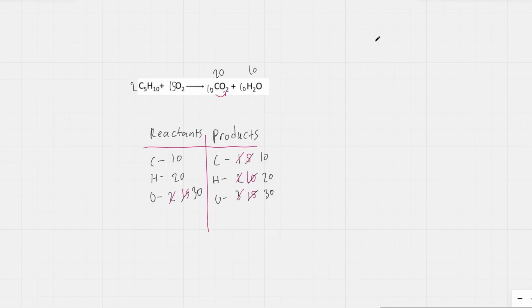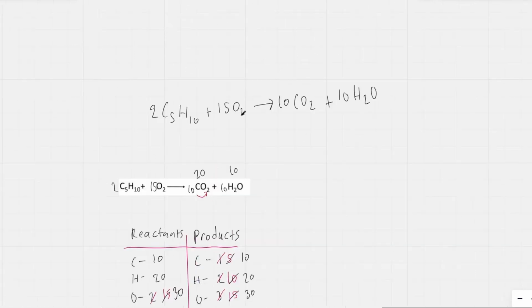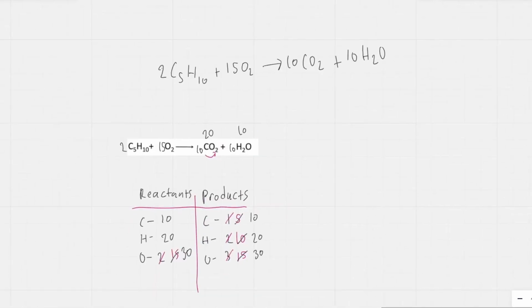My balanced equation becomes 2C5H10 plus 15O2, that creates 10CO2, and then another 10H2O. So that's basically my balanced equation, and this is how you can balance a combustion reaction equation.